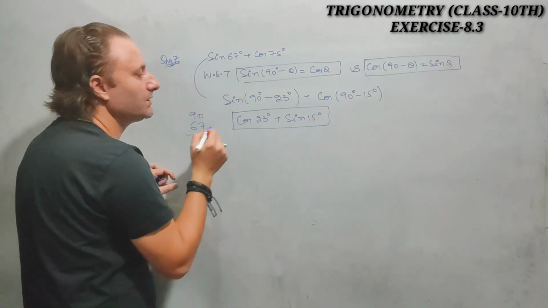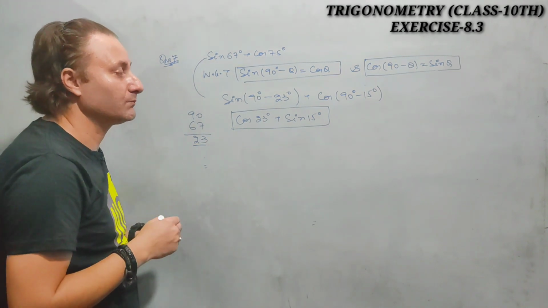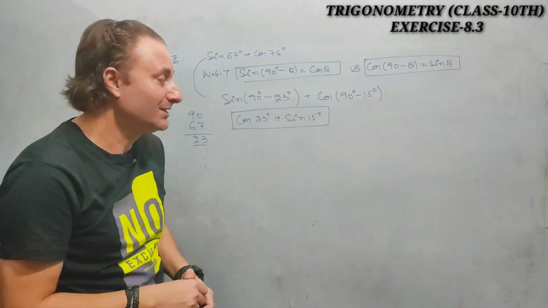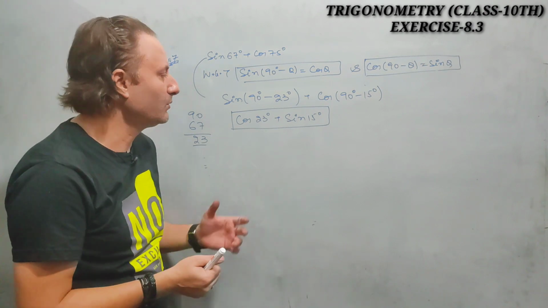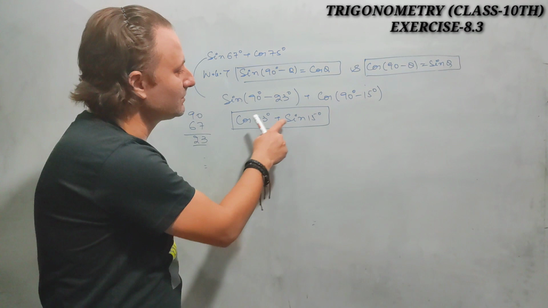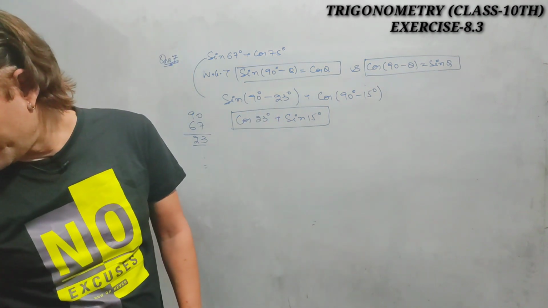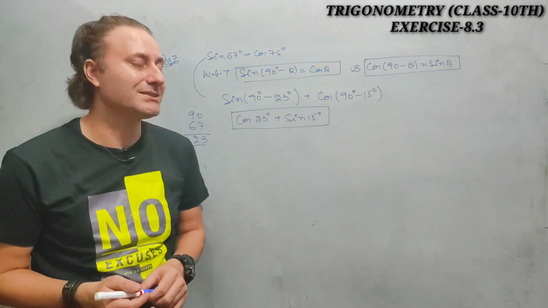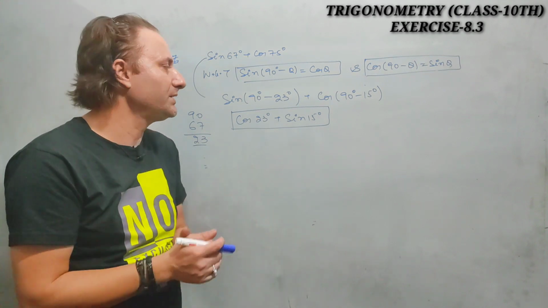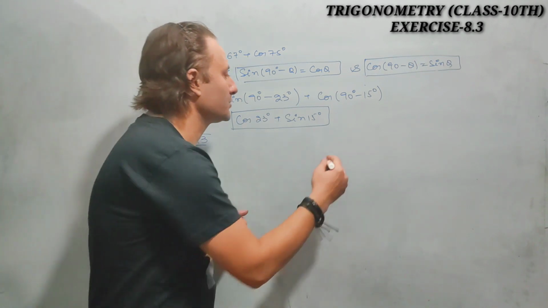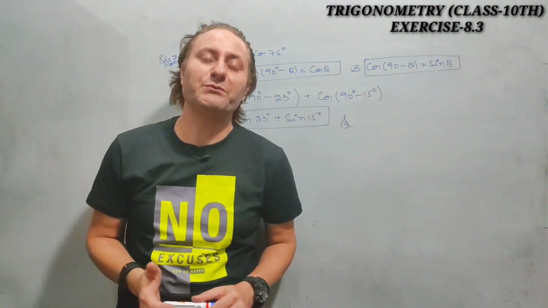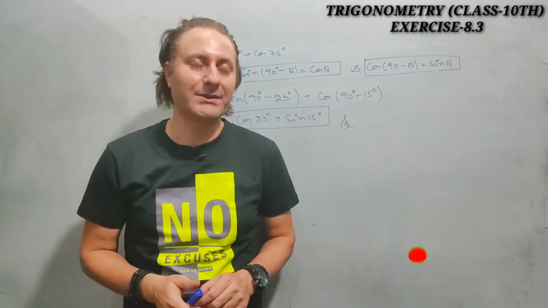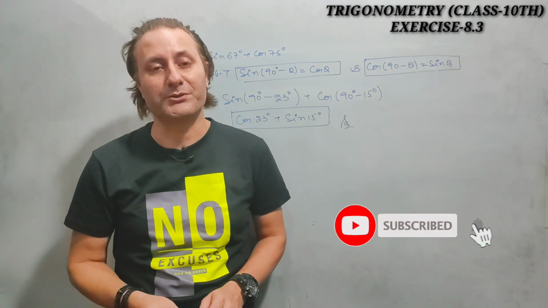So what was the condition? The condition was that the values of theta should not be more than 45 or lesser than 0. So anyways, we have 23 and 15 here. So cos 23 degrees and sine 15 degrees, they are within the range. So we are done with the question as well. This was quite a simple one. So with this, we are done with another exercise of the chapter trigonometry.